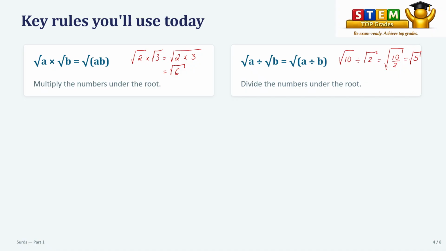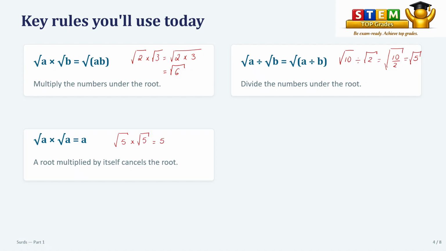That brings us to rule number 3. In this case, we are multiplying a square root by itself. So square root of A multiplied by the square root of A gives us A. Let's look at an example. If you take the square root of 5, you multiply this with the square root of 5, you end up with simply 5. I'll give you another example here. If you take the square root of half, you multiply this with the square root of half. Guess what? You get half.